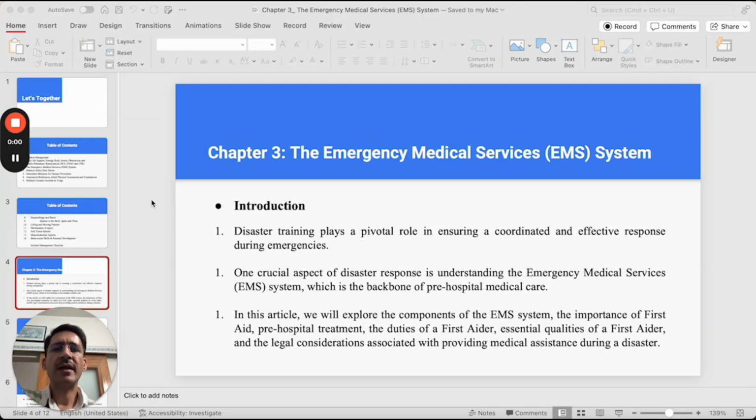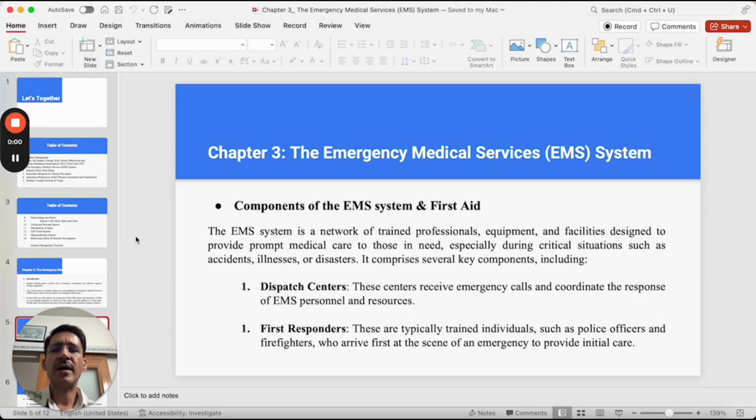The Emergency Medical Services System. Disaster training plays a pivotal role in ensuring a coordinated and effective response during emergencies. One crucial aspect of disaster response is understanding the emergency medical services system, which is the backbone of pre-hospital medical care. In this article, we will explore the components of the EMS system, the importance of first aid, pre-hospital treatment, the duties of the first aider, essential qualities of a first aider, and the legal considerations associated with providing medical assistance during a disaster. Components of the EMS system and first aid.